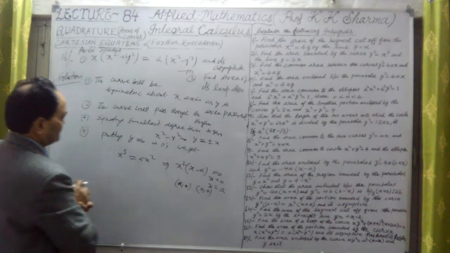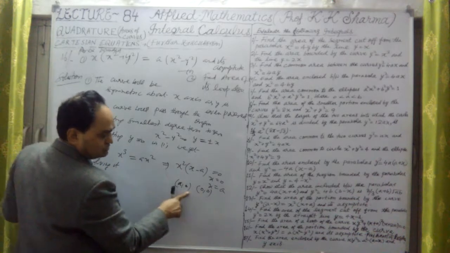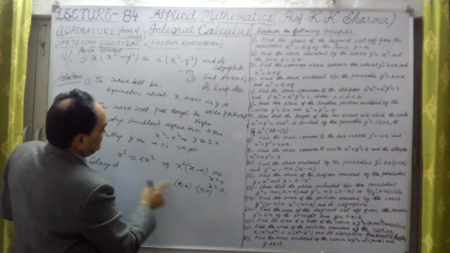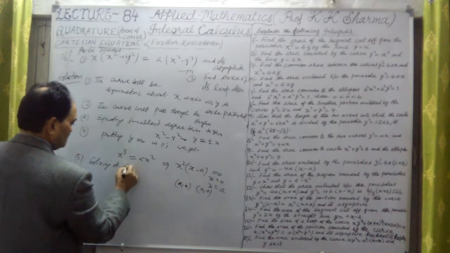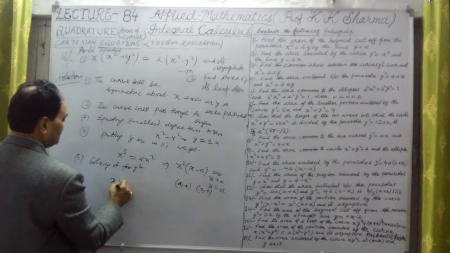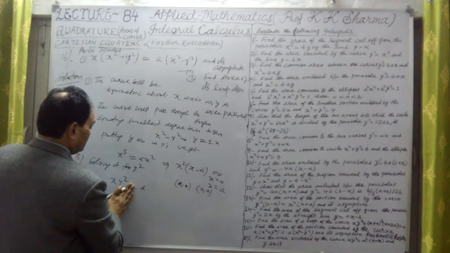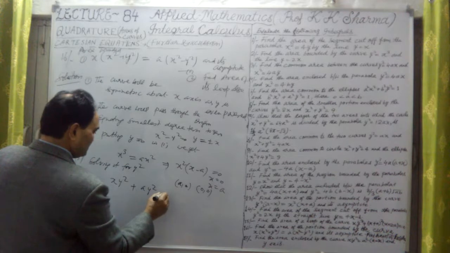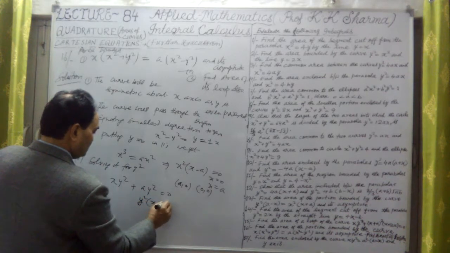Now let me solve for y. Shifting the origin to (a, 0), let me solve it for y square. So we get x into y square equal to a into minus y square, that means plus a y square. Taking y square common, it will be x plus a equal to 0.